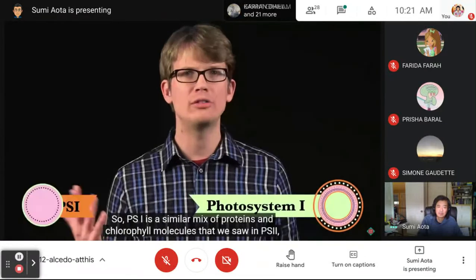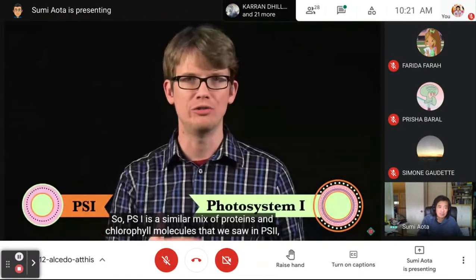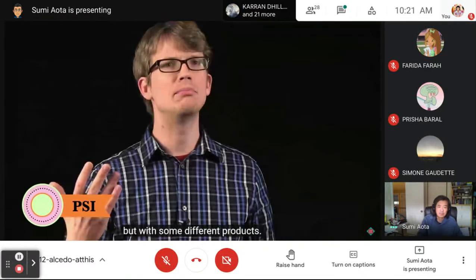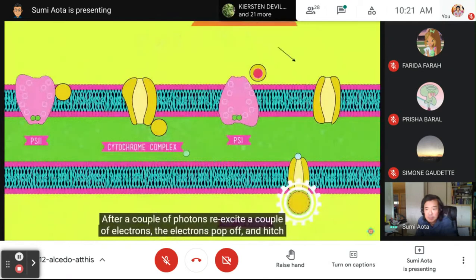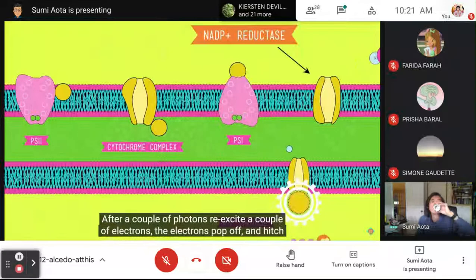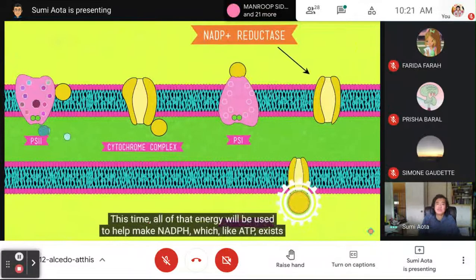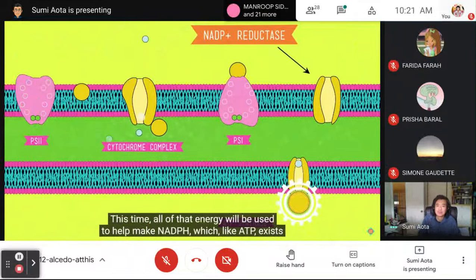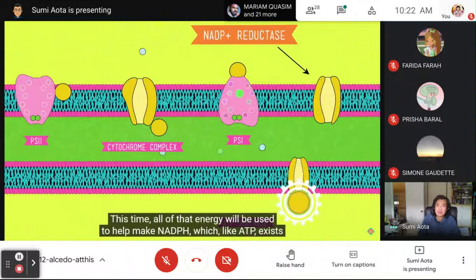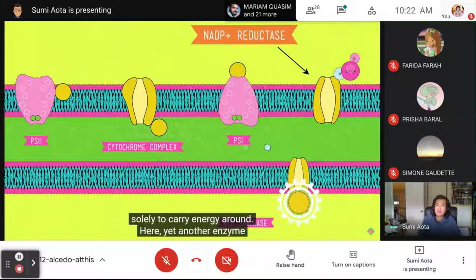So PS1 is a similar mix of proteins and chlorophyll molecules that we saw in PS2, but with some different products. After a couple of photons re-excite a couple of electrons, the electrons pop off and hitch a ride onto another electron carrier. This time, all of that energy will be used to help make NADPH, which, like ATP, exists solely to carry energy around.